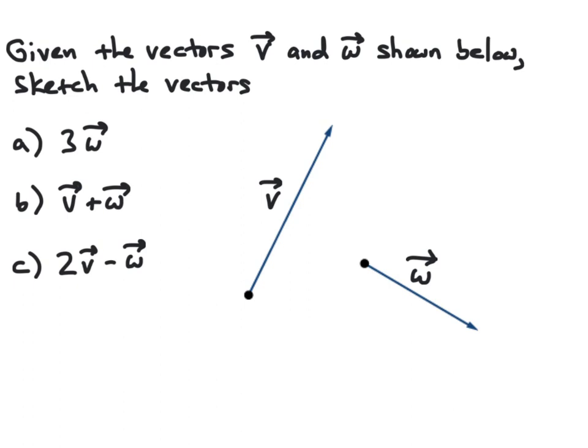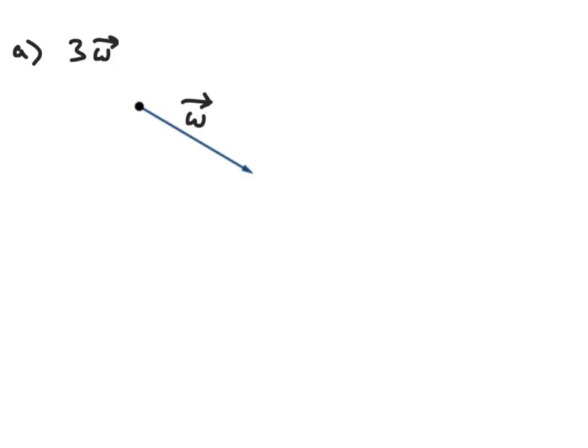In this example, we're given vectors v and w as directed line segments in the plane, and we want to sketch the vectors 3w, v plus w, and 2v minus w. First, we want to find the vector 3w, which is the vector that has the same direction as w and is 3 times as long as w.